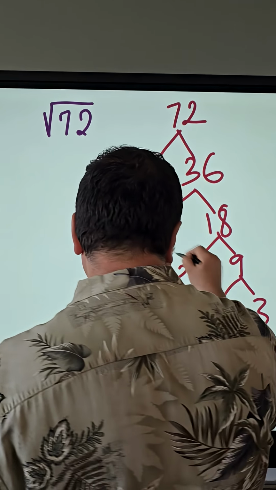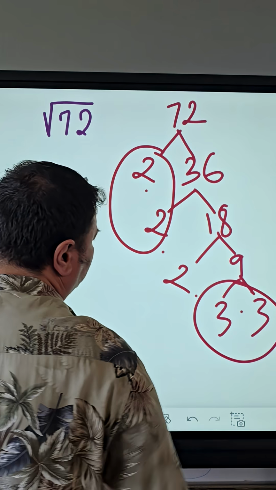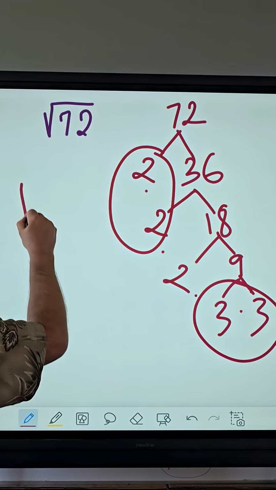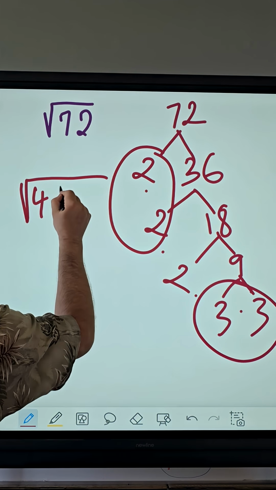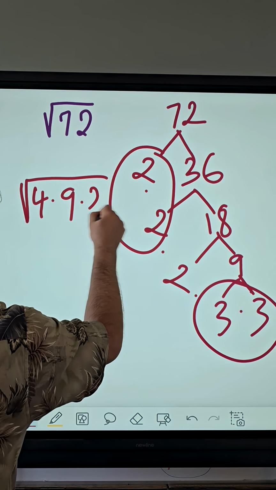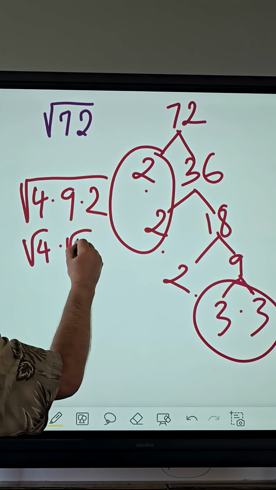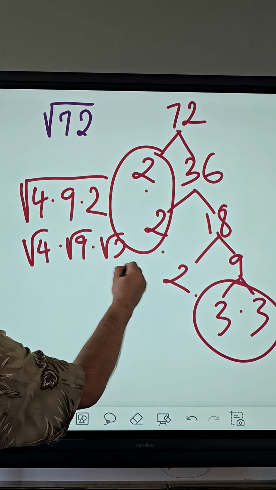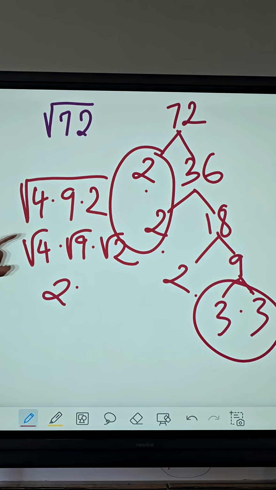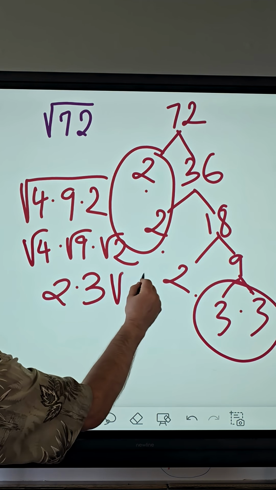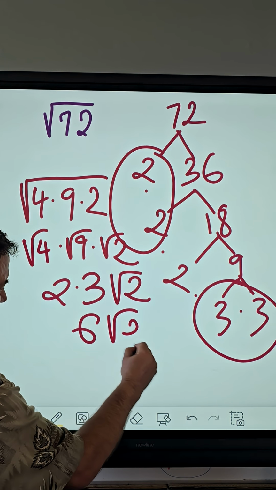So all the factors here are 2 times 2, 4, perfect square. 3 times 3, 9, perfect square, times 2. So this can be written as square root of 4 times 9 times 2, right? And now we can break this down into square root of 4 times square root of 9 times square root of 2. And we know that square root of 4 is 2, times square root of 9 is 3, square root of 2. And 2 times 3 is 6, square root of 2.